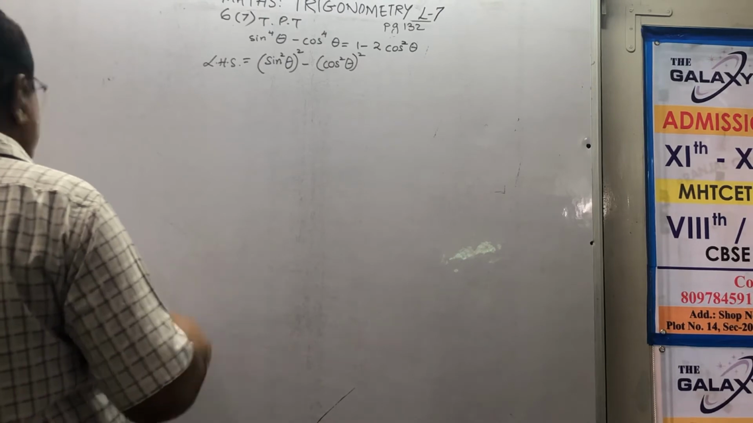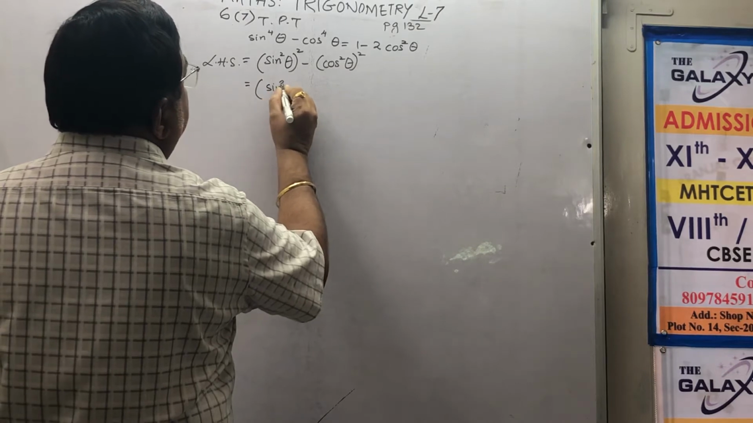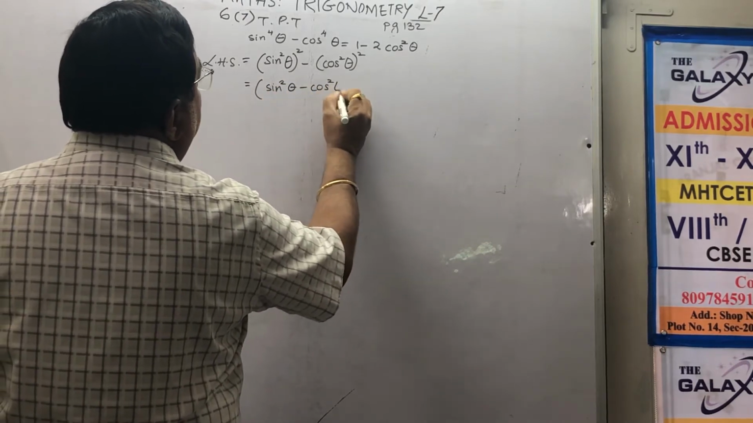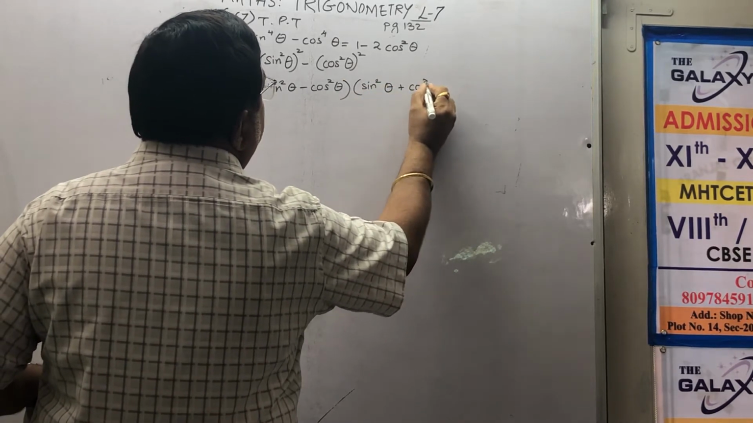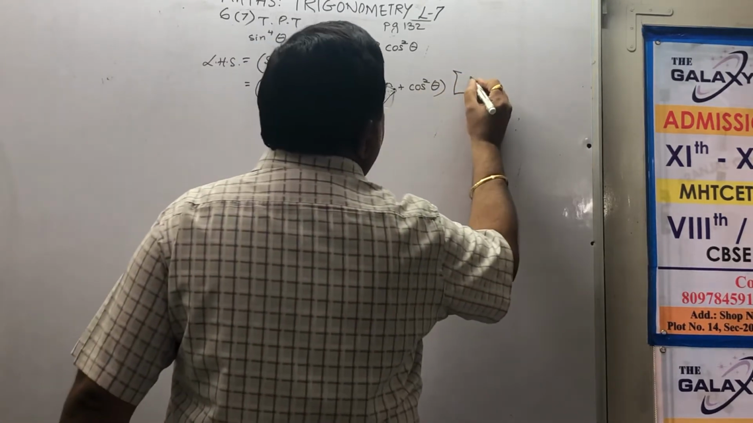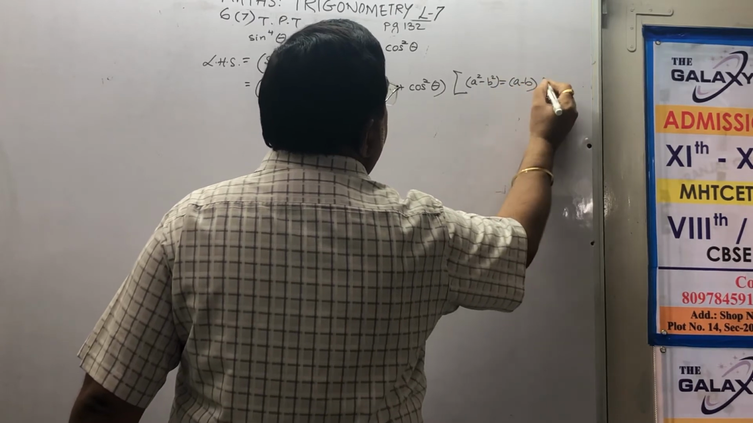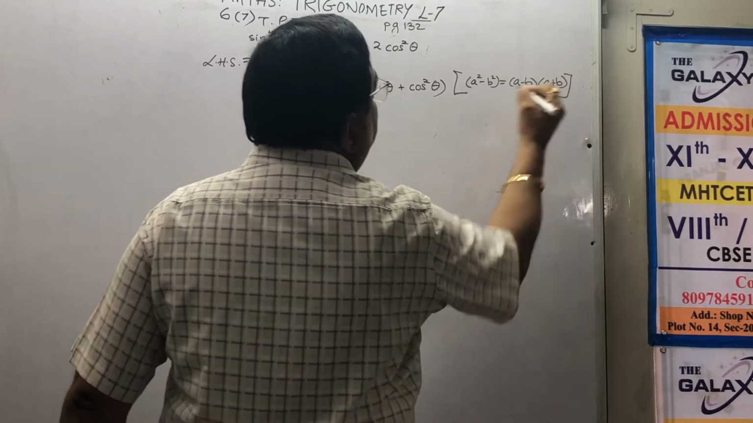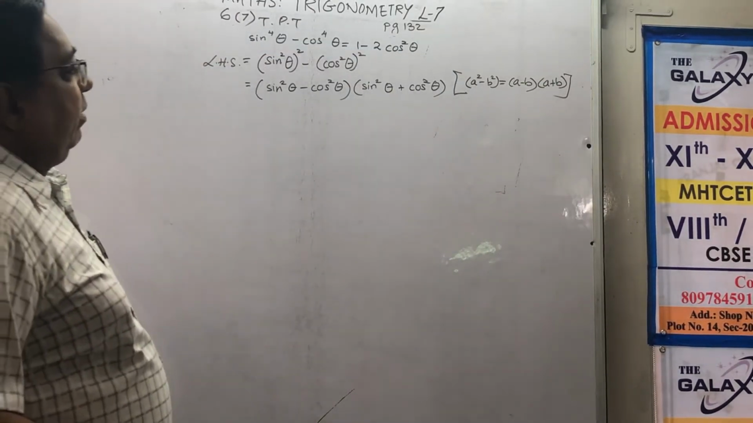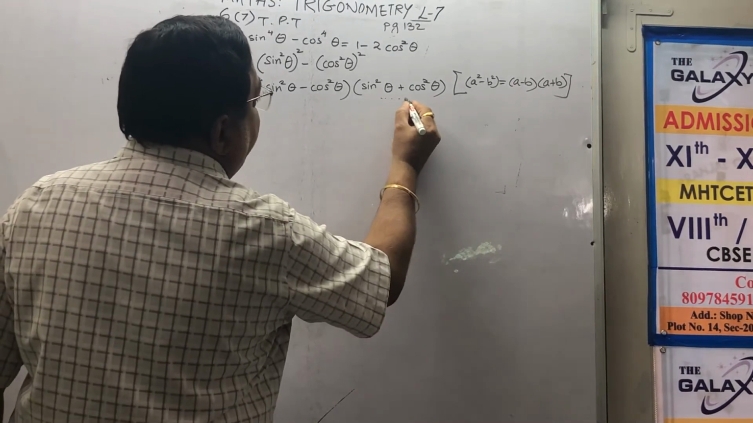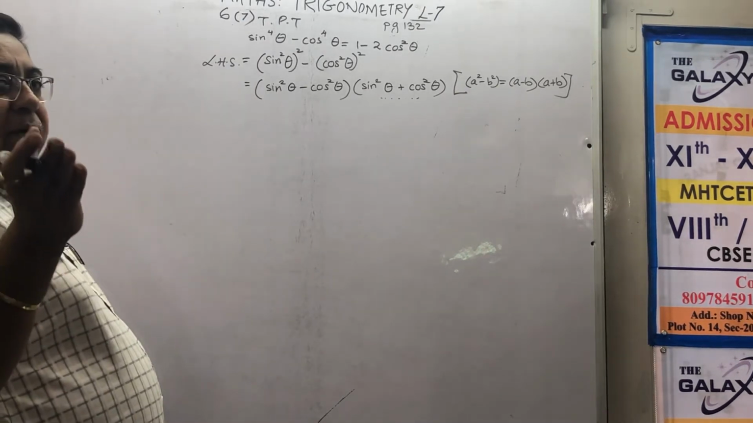Step number 2. We have a square minus b square is equal to a minus b into a plus b. Right here for your remembrance, a square minus b square is a minus b, a plus b. Please learn the formulas. So this is simplified that way. And this you can see with blind eyes. By now you must have practiced. Sin square theta plus cos square theta is one, identity number 1.